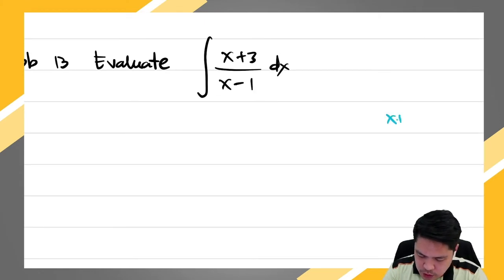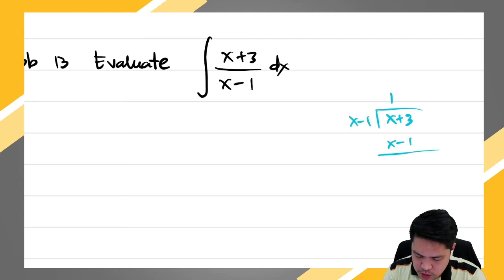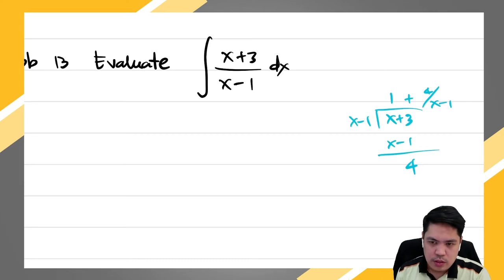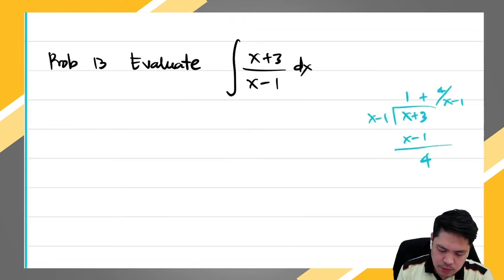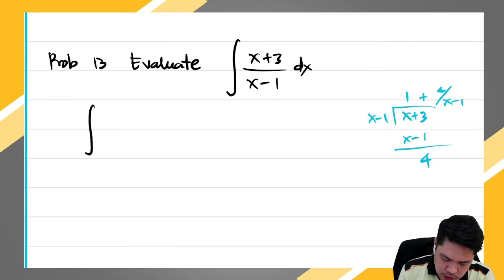We divide x plus 3 by x minus 1. And that would be 1. So, x minus 1, remainder 4. So, the result is 1 plus 4 over x minus 1. So, that would be the quotient. Pero pwede rin naman, we do it like this. Manipulation na lang. Pwede rin, dire-diretso na natin ganitohin.